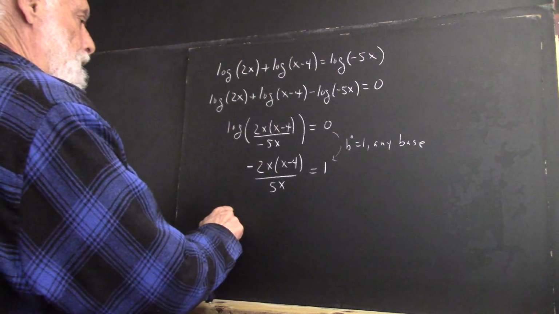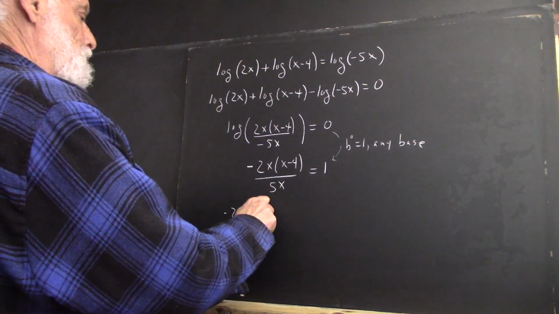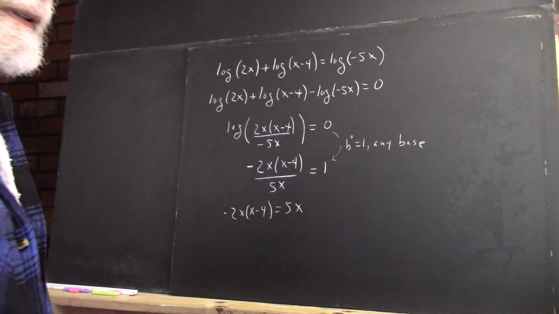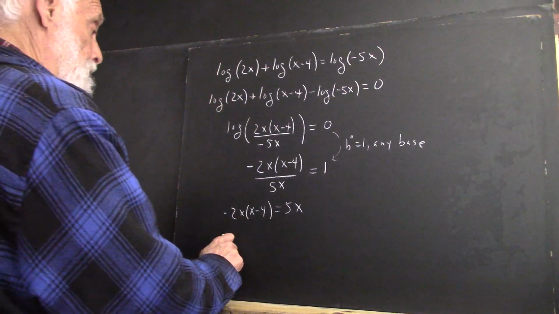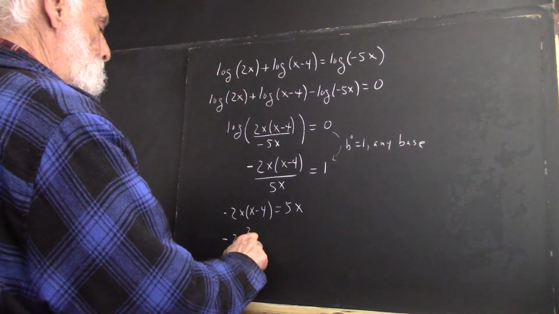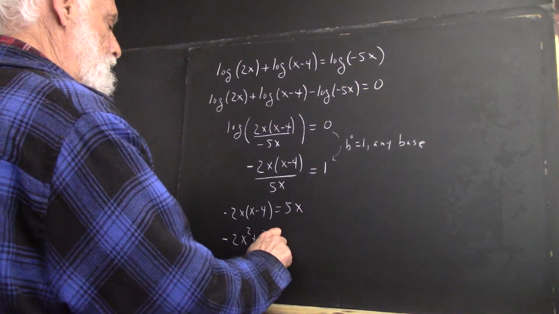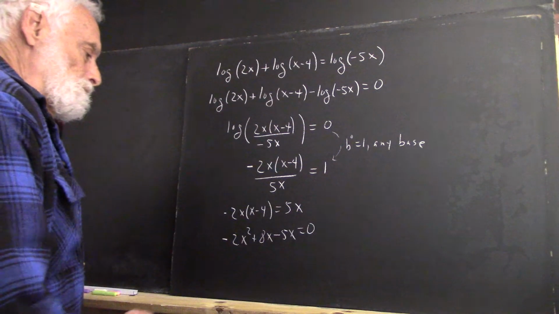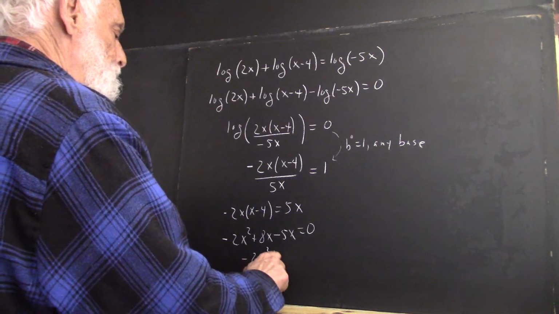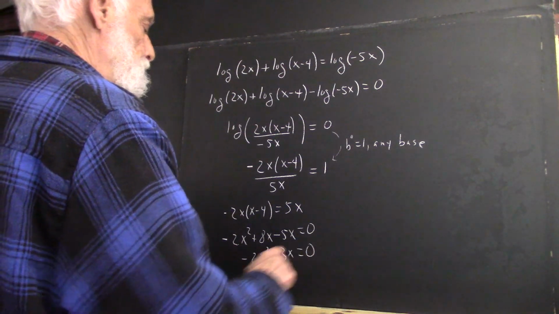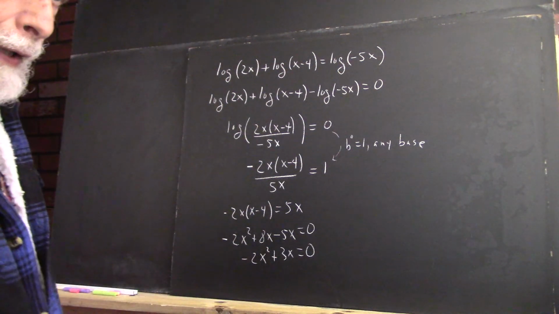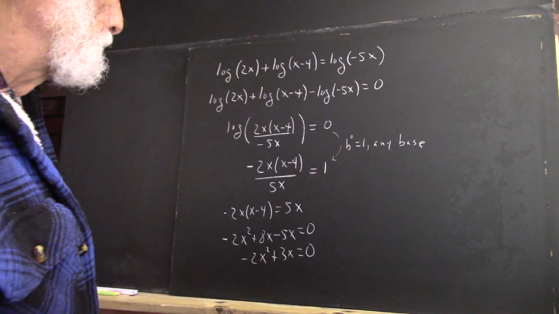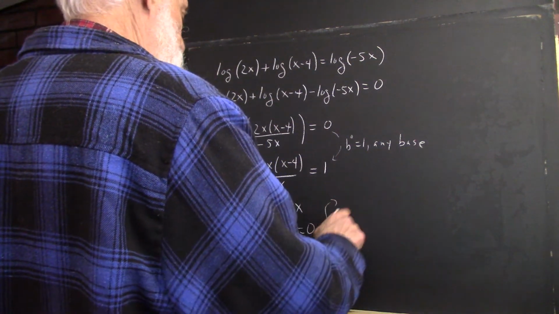So now our equation becomes minus 2x times x minus 4, multiplying both sides by 5x. So now negative 2x squared plus 8x equals 5x, but I'm just going to bring the 5x back over here, so that negative 2x squared plus 3x equals 0. It's a quadratic, but it's really easy to factor, and when you can factor in an obvious way, it's a good idea to do that.